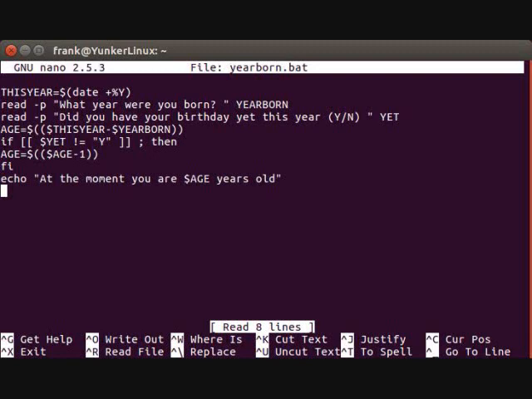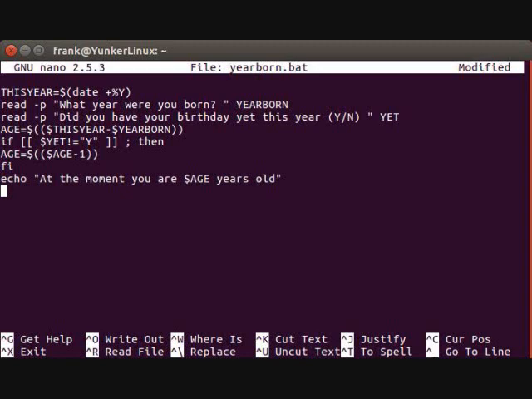Now I'm going to go back and change that year born and the yet. Instead of having them be read from a prompt, we're going to have it be $1 and $2. Those are parameter 1 and parameter 2, so we could have it right on the command line. As I type yearborn.bat, I could add those in there, and that will give me that answer.